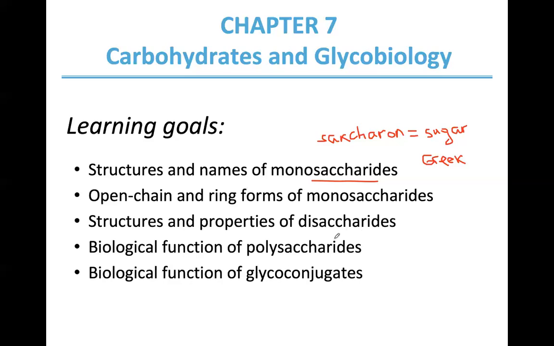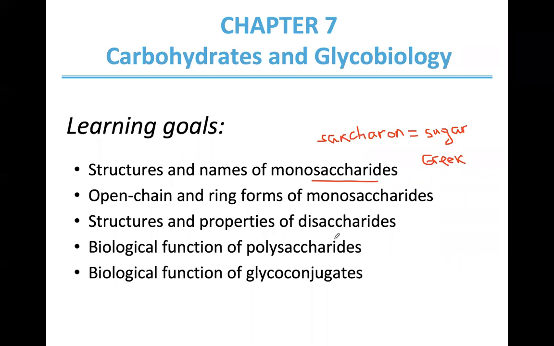Before we even start this chapter, can you think of a disaccharide that you may have eaten this morning? Disaccharide. This might be dumb, but is lactose a disaccharide? Mm-hmm. It is? Lactose. Yeah, and that's from glucose and galactose, right? Yes.